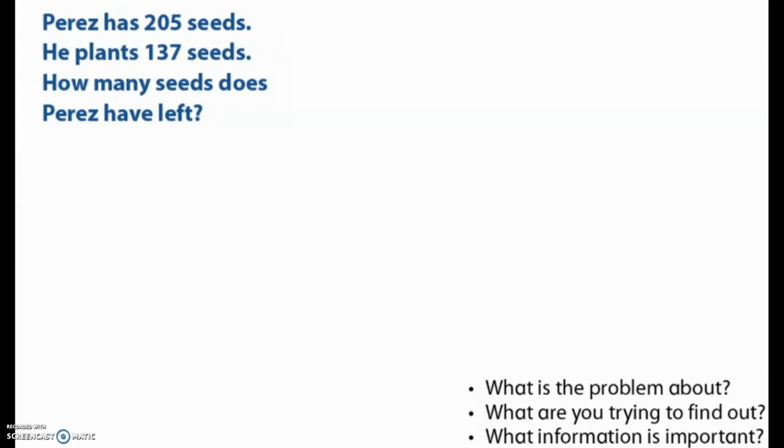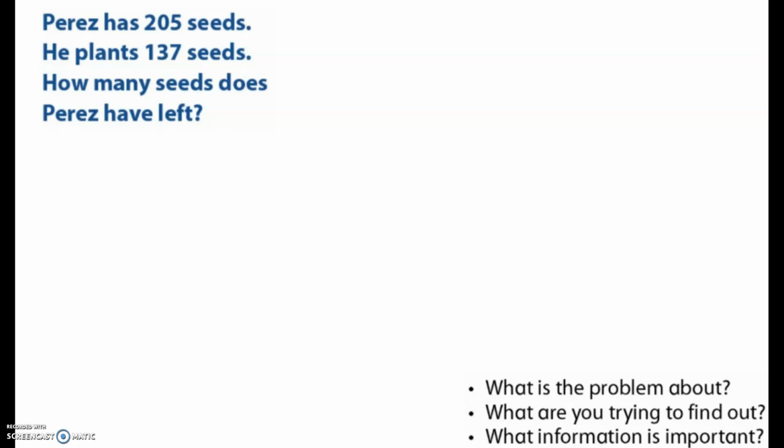But before we go through maybe some ways that you solved it, let's talk about first these three questions that I have here on the screen. The first question is, what is the problem about? So let's read it and see if we can just figure out what it's about. Perez has 205 seeds. He plants 137 seeds. How many does he have left? Well, the problem's obviously about seeds.